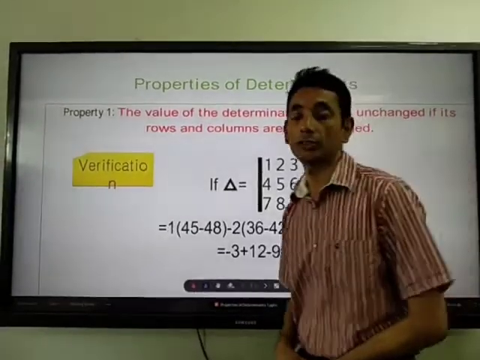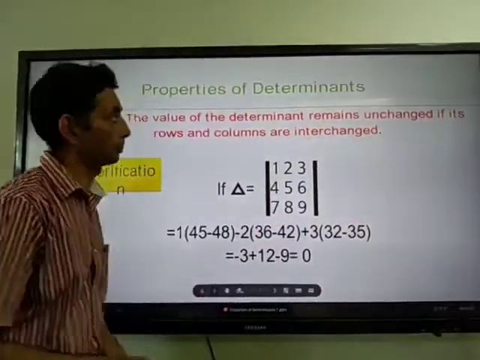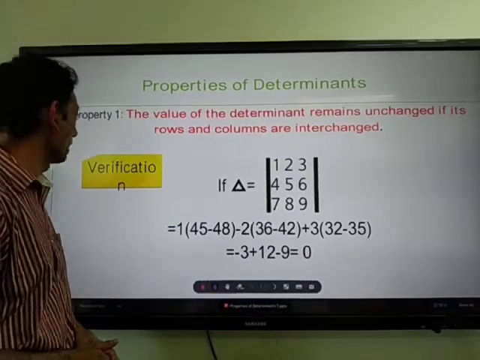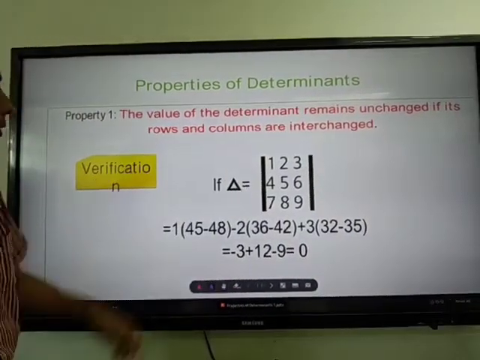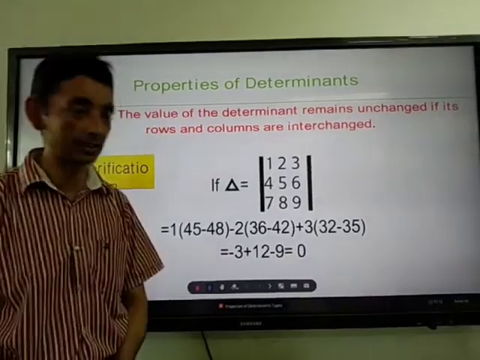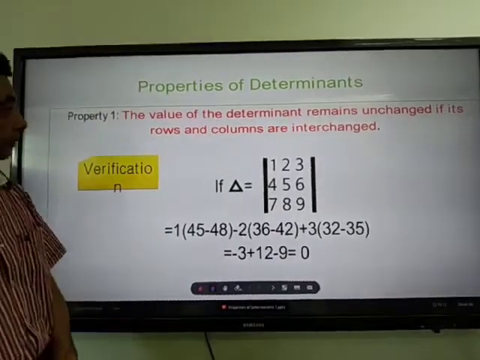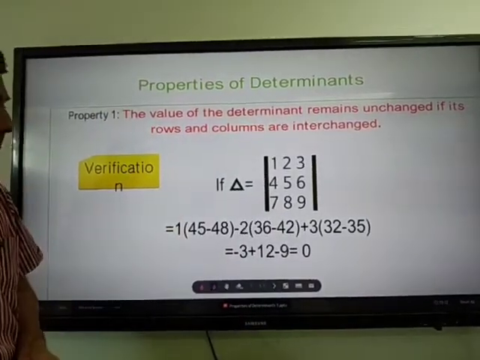Hello everyone. Today we are going to discuss the properties of determinants. Property 1: the value of the determinant remains unchanged if its rows and columns are interchanged. We have taken one example.